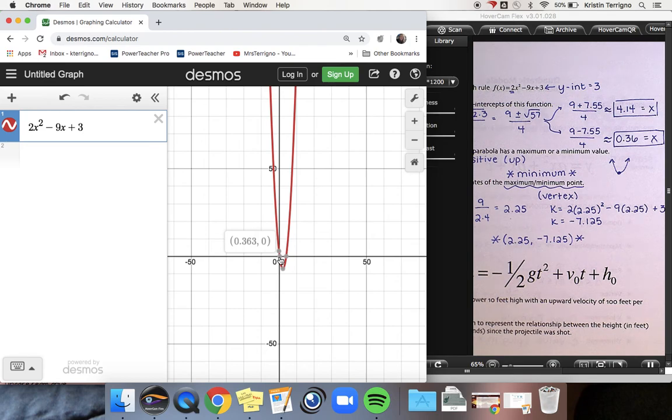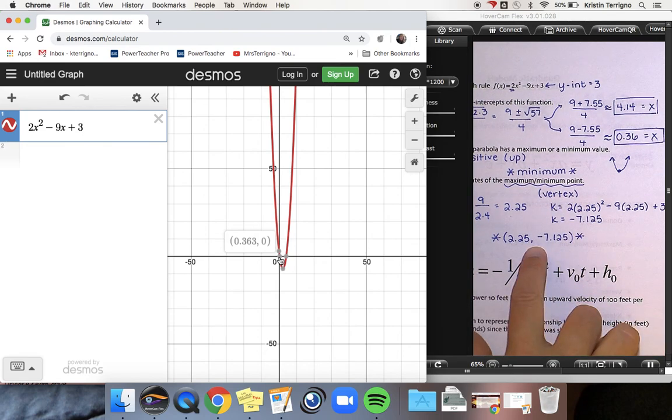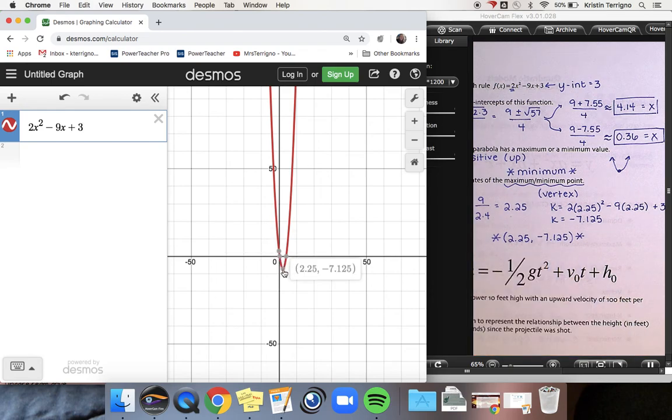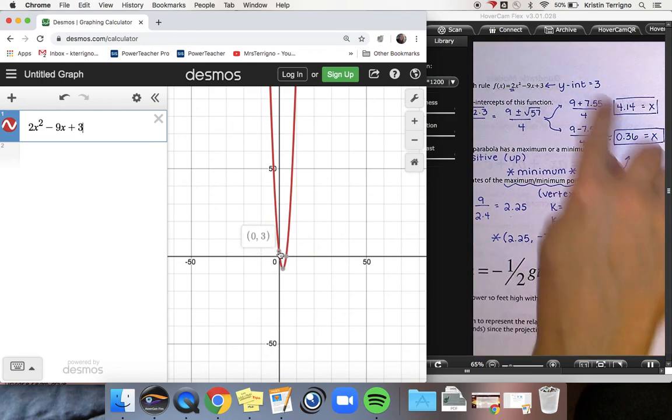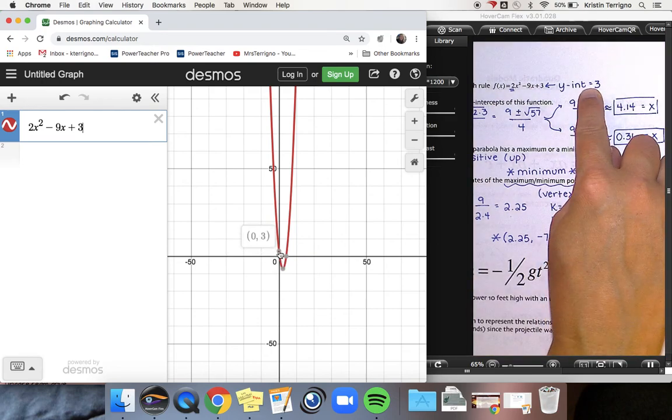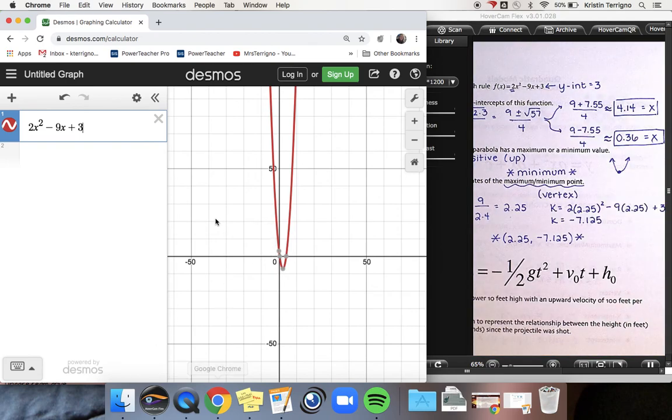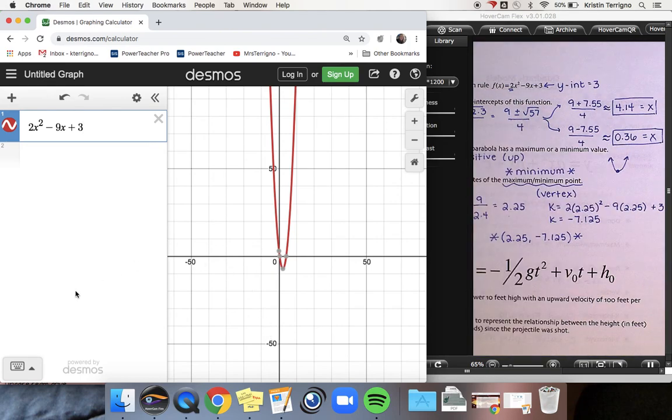And then when I look at the vertex, I'm expecting to see 2.25 and negative 7.125. And there it is. Also my y-intercept is listed for me here too at 0, 3, which is where my y-intercept should be. So you could get this information straight from Desmos. Just realize you won't have Desmos to work with on your chapter test or anything like that. So make sure you're able to do all of that mathematically, but Desmos is a great way to verify when you're done.